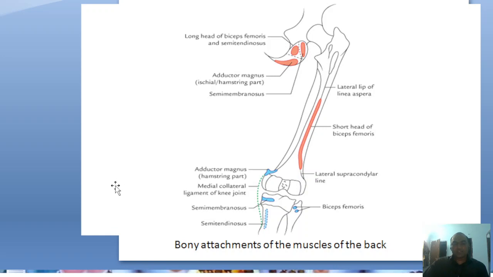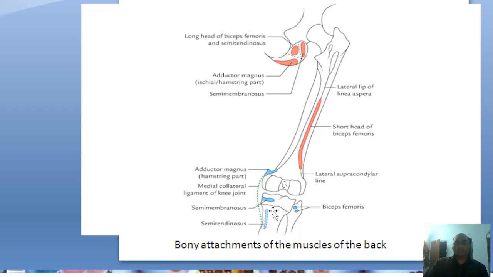In this diagram showing all hamstring muscles, light pink color showing the origin and blue color showing the insertion. This is the ischial tuberosity. This is the origin of the short head of biceps femoris: linea aspera, lateral supracondylar line, and lateral intermuscular septum. The supralateral part is semimembranosus. The inframedial part is the origin of two muscles, long head of biceps femoris and semitendinosus. The lower part is adductor magnus.